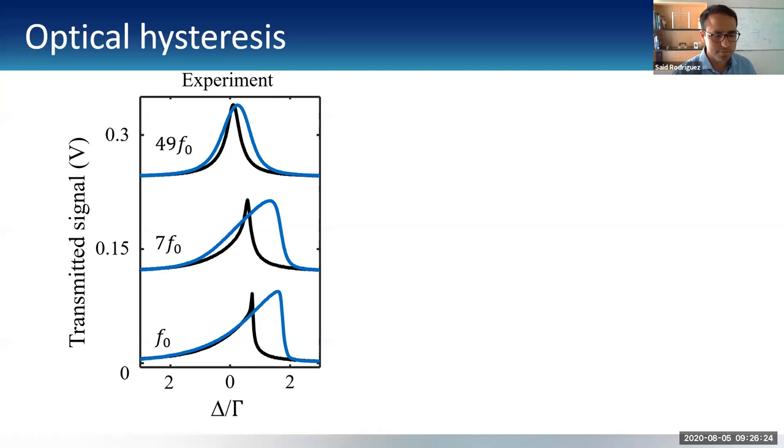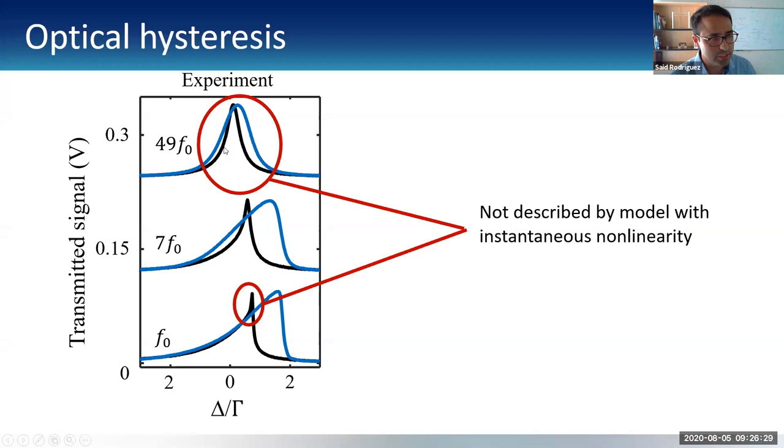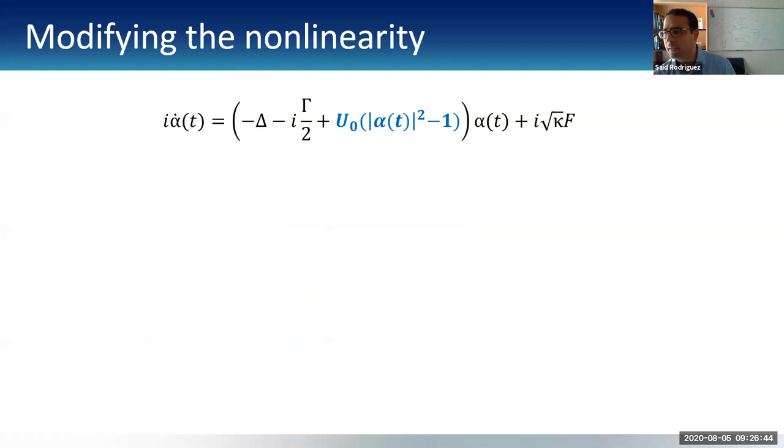These effects, this dramatic change in the line shape in the nonlinear regime at high speeds, and the overshoot even at low speeds, are not described by the standard model with the Kerr nonlinearity like I showed you in the introduction. So we need to modify the model, and this is where the story of the non-Markovian dynamics comes from. The previous slides were just to motivate the modification of the model, and now I want to explain how we actually modify it.